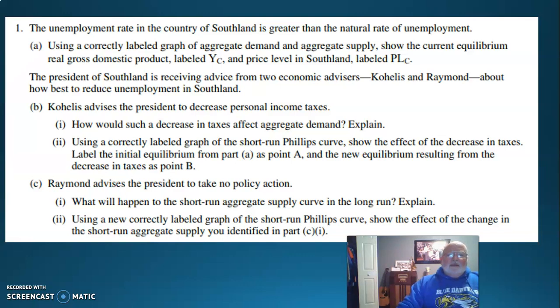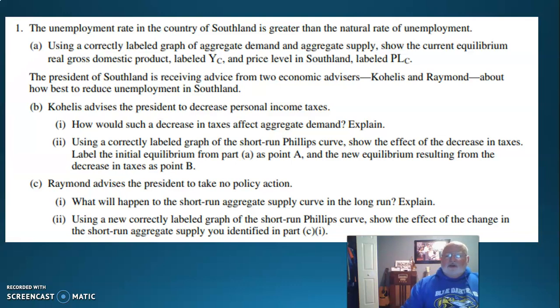All right. So you graph it, label everything right, and normally in a normal year you'd get 2 points, once for setting it up right, and once for putting the equilibrium point in the right place, right on the line where the cross is. Okay. So the first advisor says decrease personal income taxes. Okay. How would such a decrease in taxes affect aggregate demand?